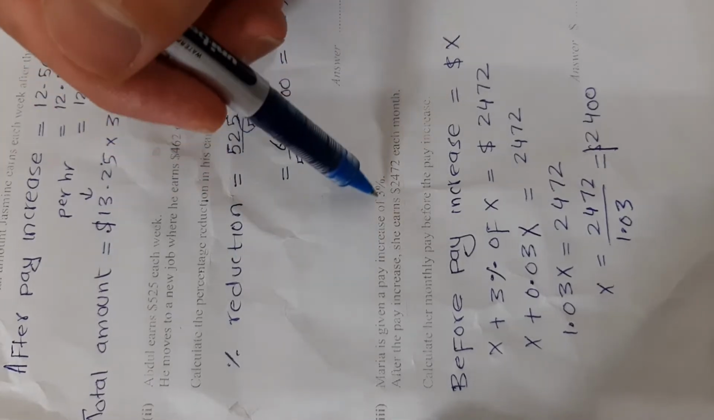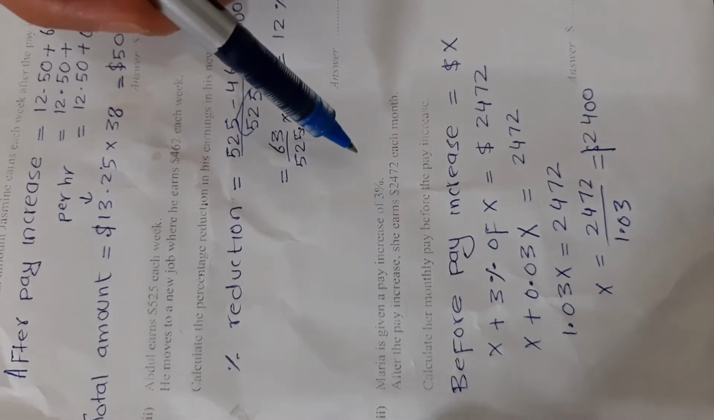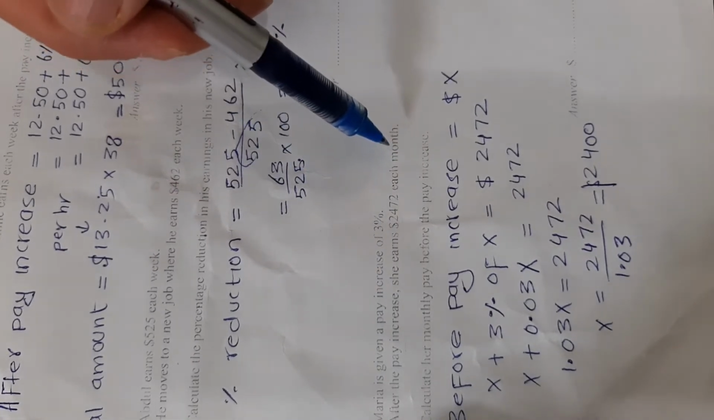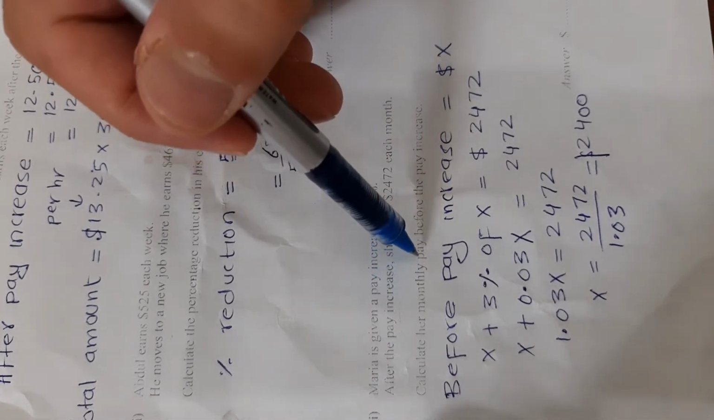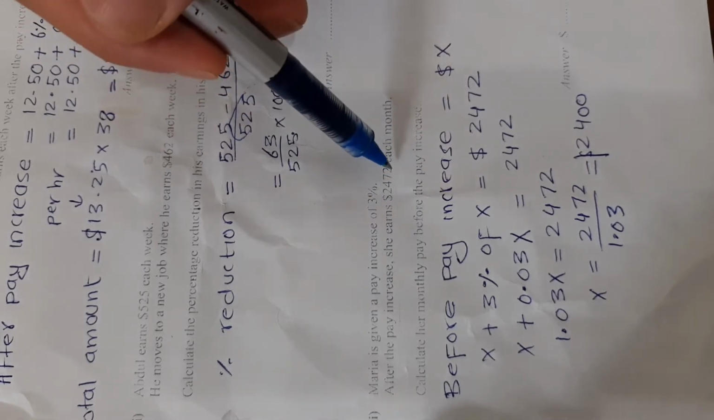Part number 3 is, Maria is given a pay increase of 3%. After the pay increase, she earns $2472 each month. Calculate her monthly pay before the pay increase.